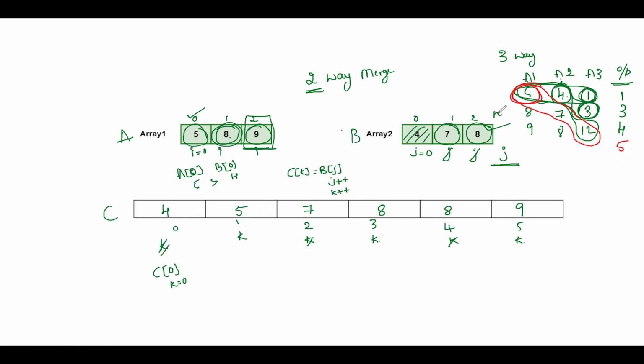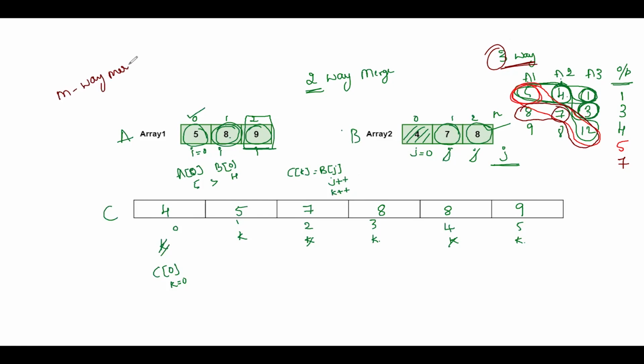Next, we are going to increment this and we are going to compare 5, 7, and 12. And when you compare, 7 is the smallest, 7 is going to be stored here, and so on. Okay, this is the three-way merge. Similarly, we can increase this number of arrays as much as we want. Hence, in general, we will call it an M-way merge.